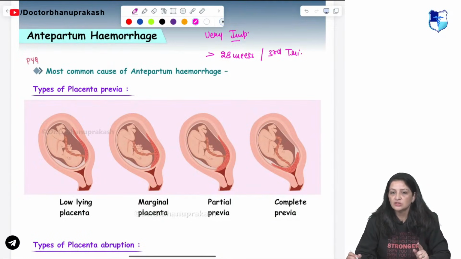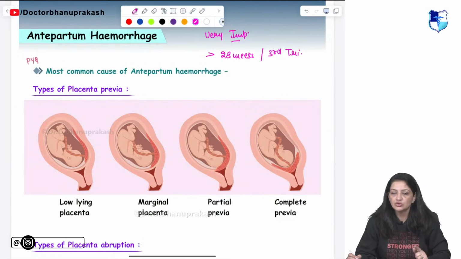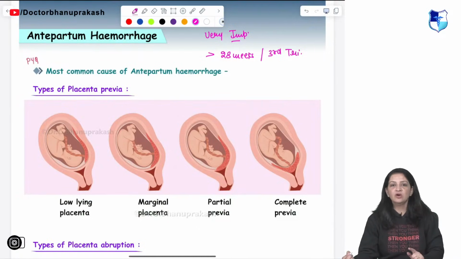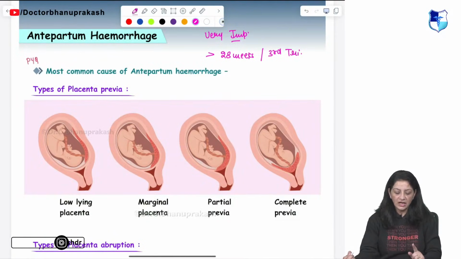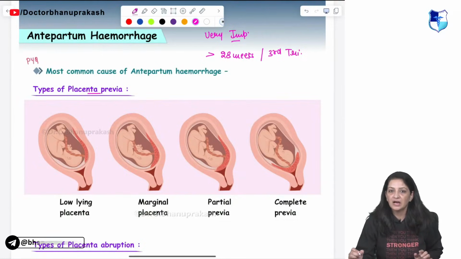The most common cause of antepartum hemorrhage is abruptio placenta. The second most common cause is placenta previa, and other causes include vasa previa. Placenta previa means the placenta implants partially or completely over the lower segment of the uterus.